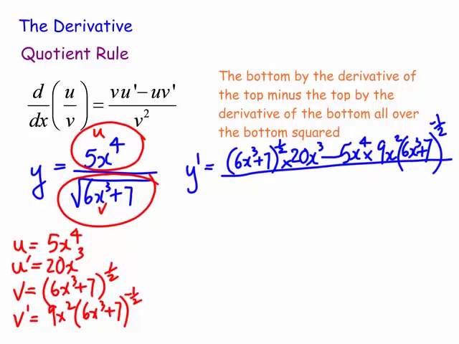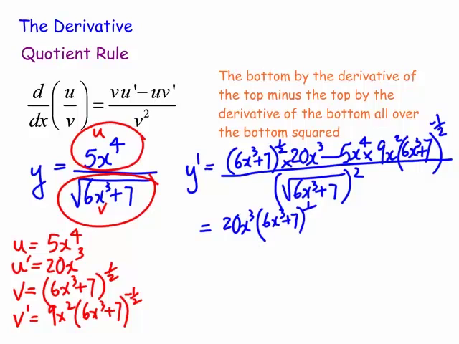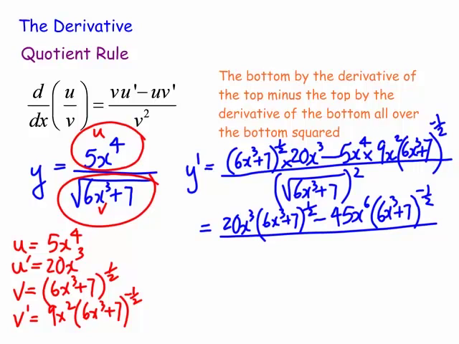Now, the bottom squared is going to be what? The square root of 6x cubed plus 7, all squared. Now, when that's squared, obviously that'll just drop the function out because we have a square root squared. And we'll end up getting something like this. Let's rewrite that as 20x cubed, 6x cubed plus 7 to the power, now it's a positive a half here, minus 5 nines are 45, 45x to the power 6, and a 6x cubed plus 7, now this is to the power negative a half, and it's all over the bottom squared, which would be just 6x cubed plus 7.